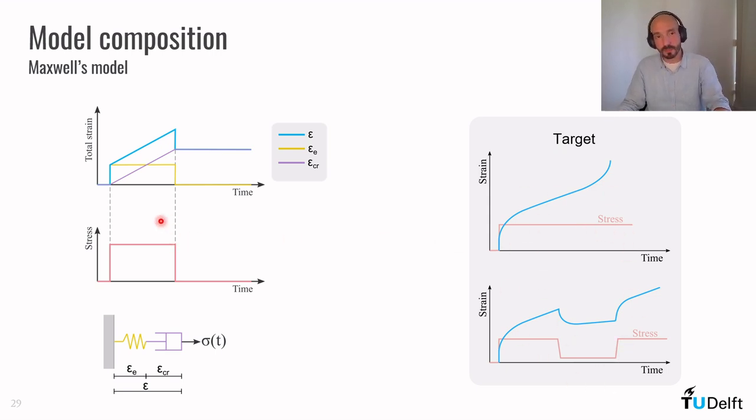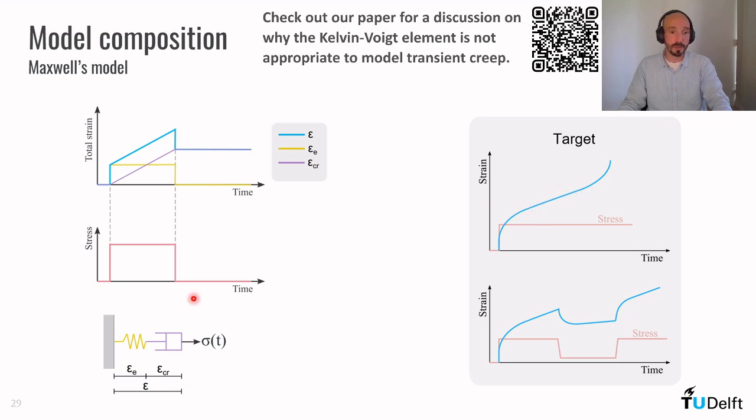Now, if we look at the target, what we want to model, I wouldn't say this is a very good model, but it's not completely bad at all, because we can model the instantaneous elastic deformation here, and we can also model the secondary creep with this type of model. And if that is enough for your application, we are good to go with this simple model.